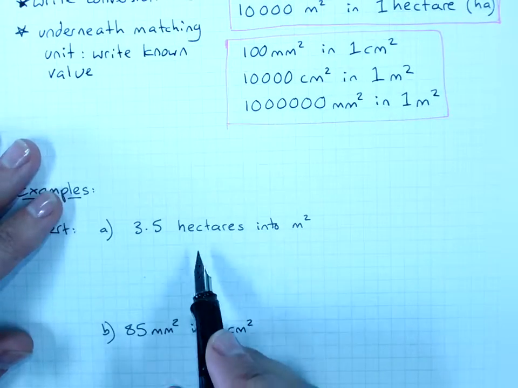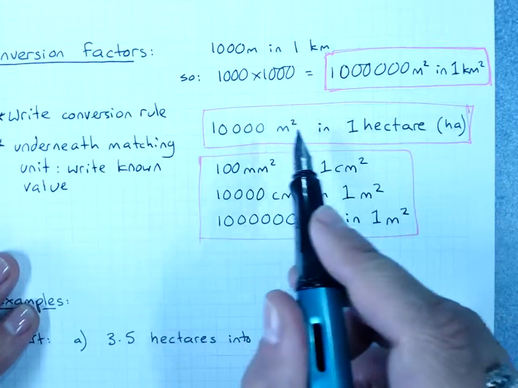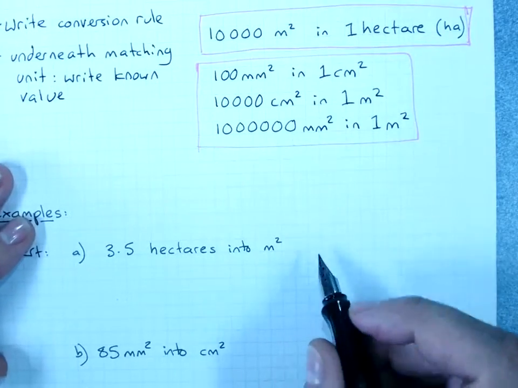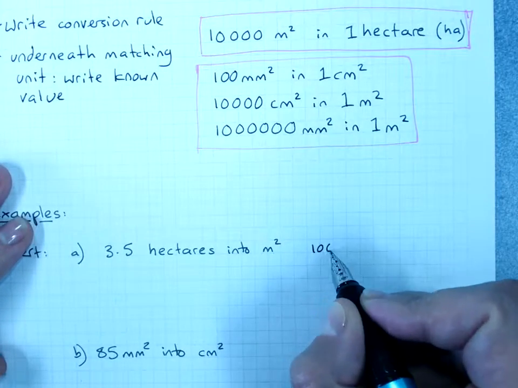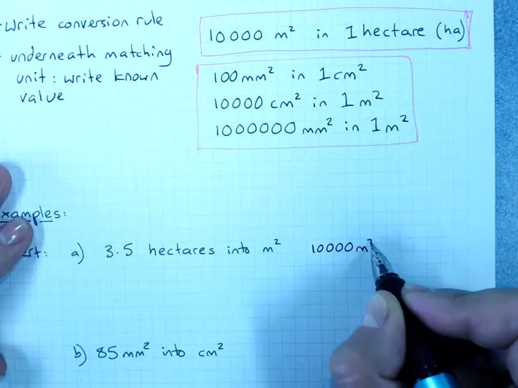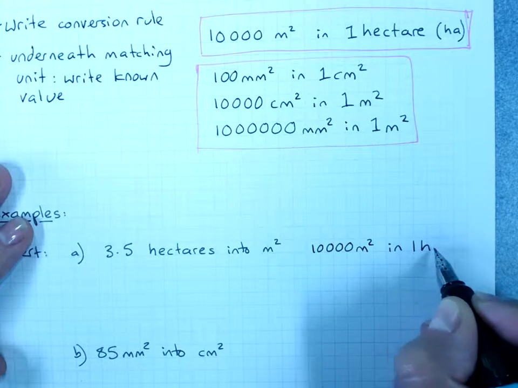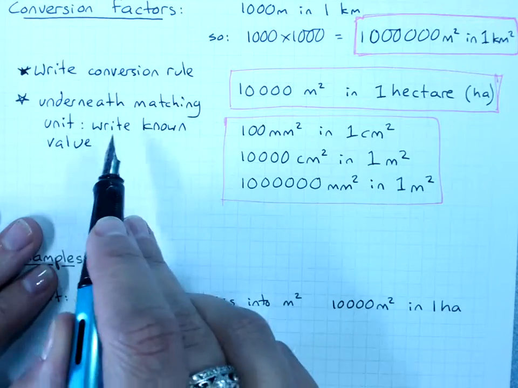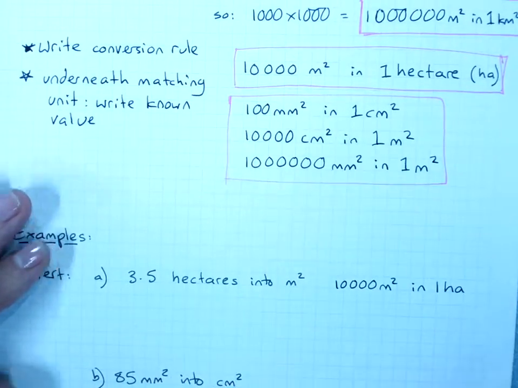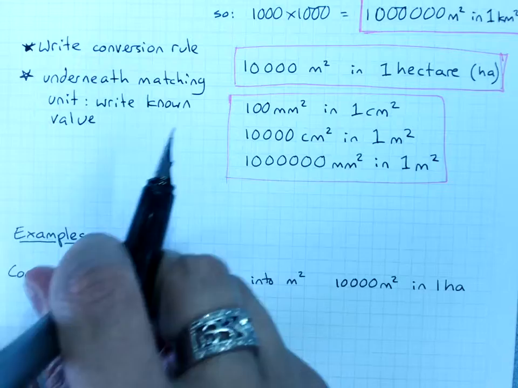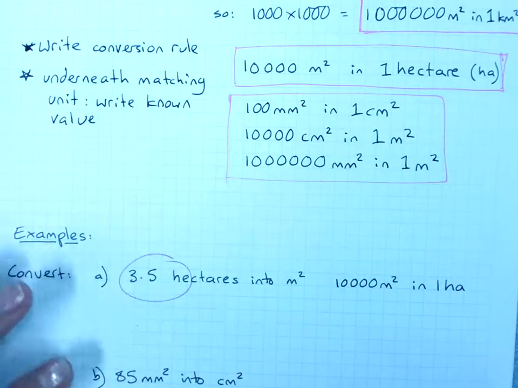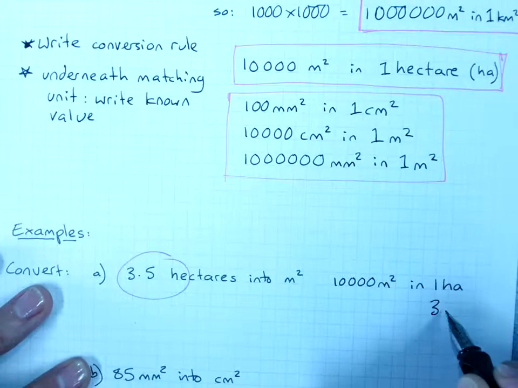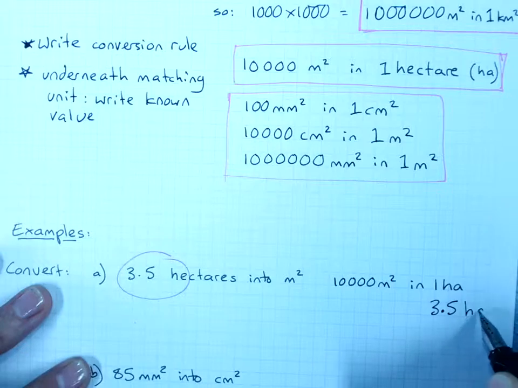So, hectares into meters squared. Write the conversion factor. 10,000 meters squared in 1 hectare. Underneath the matching unit, you write your known value. I know that I've got 3.5 hectares, so I'm going to write that under the hectares side. 3.5 hectares.